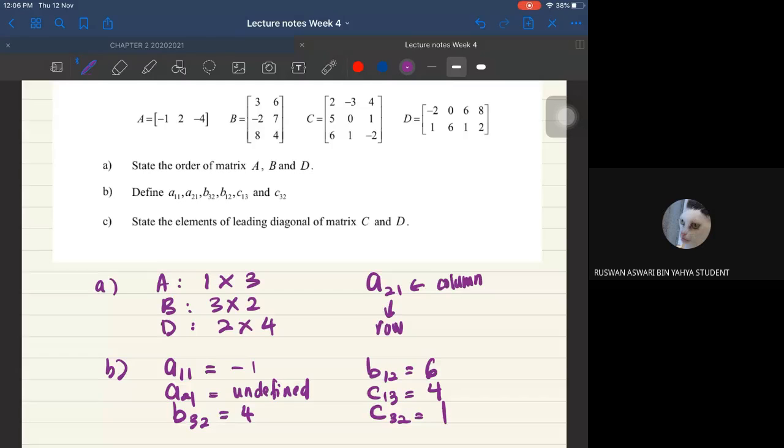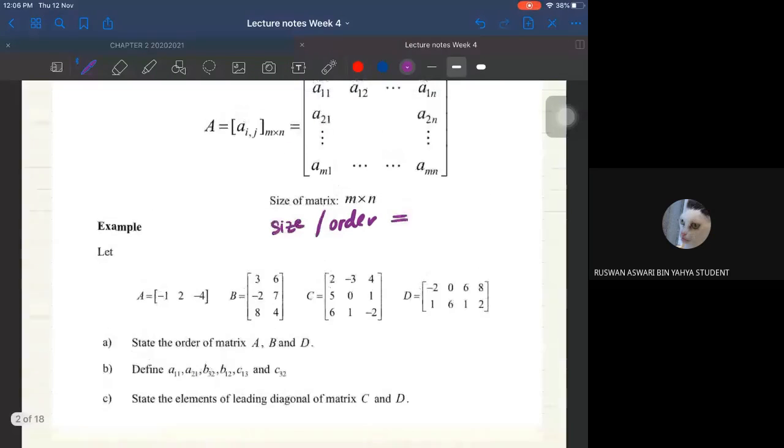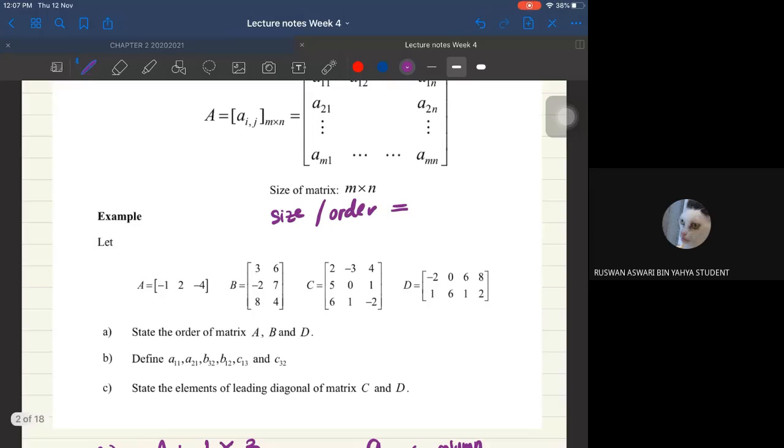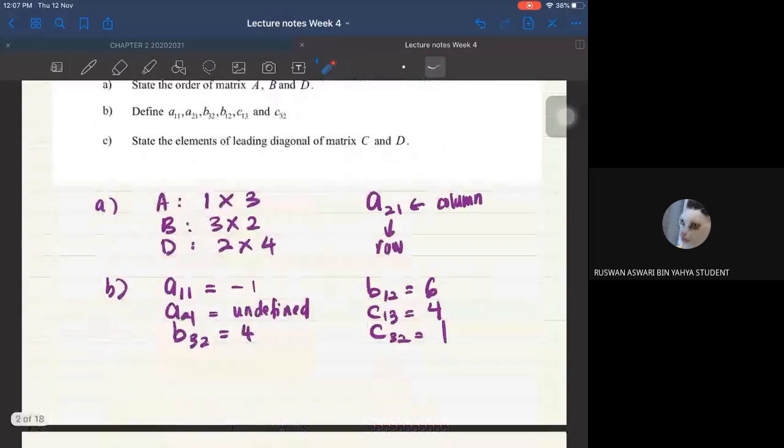So setiap matrix dia ada diagonal dia lah. Tapi hanya matrix yang ada size yang sama sahaja yang ada diagonal. Maksudnya size yang sama, n by n matrix. Okay. So kalau you tengok dekat matrix C ni, this is 3 by 3. So what is the diagonal? So diagonal dia yang tengah ni. The diagonal of the matrix dengan diagonal matrix benda yang tak sama. Okay. So in this case, the diagonal of the matrix refer to 2, 0, -2 for C.